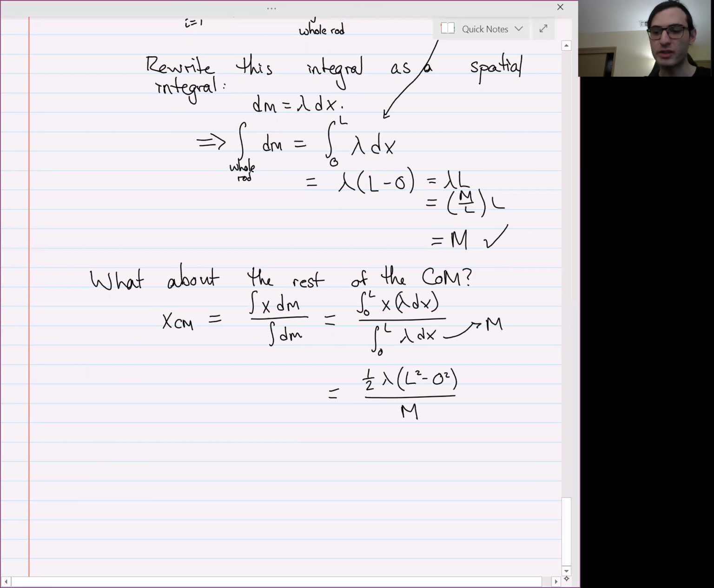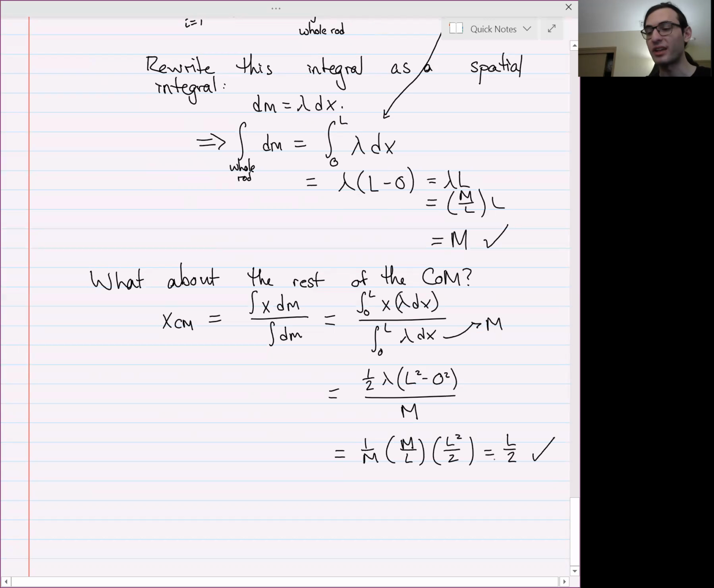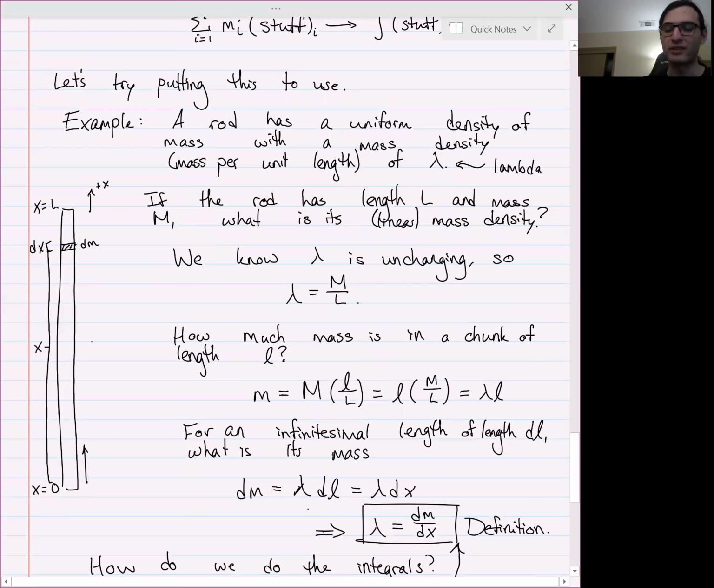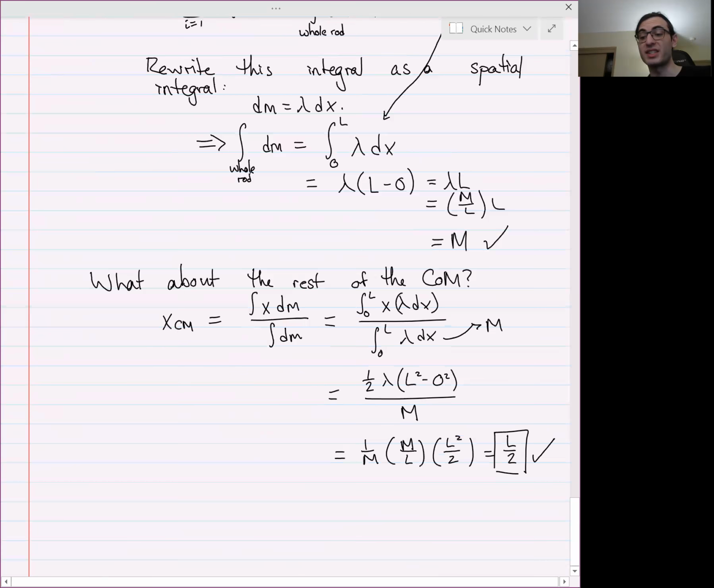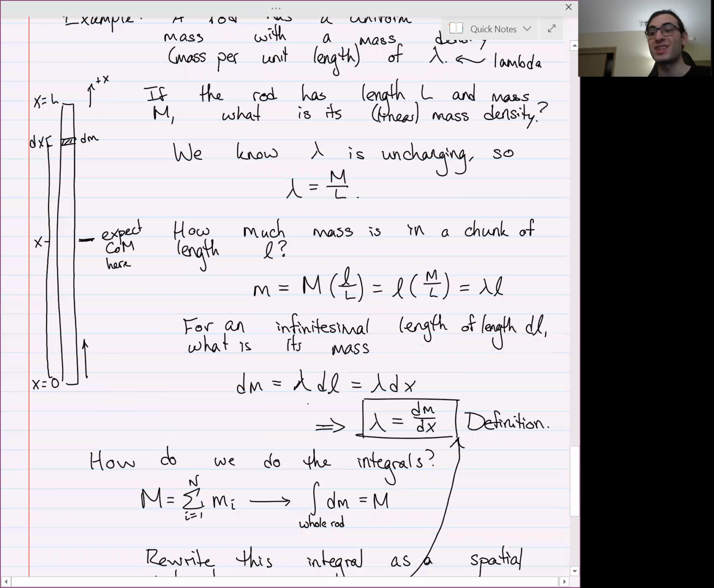And so we can rewrite this. This is 1 over m times m over L, because that's what lambda is, times L squared over 2. And that is just L over 2. And that checks out too. For a uniform rod, a rod that has its mass evenly distributed, we expect the center of mass to be in the middle. And that's what this is telling us. It's telling us that the x coordinate position of the center of mass occurs when x equals L over 2, which is halfway up the rod.